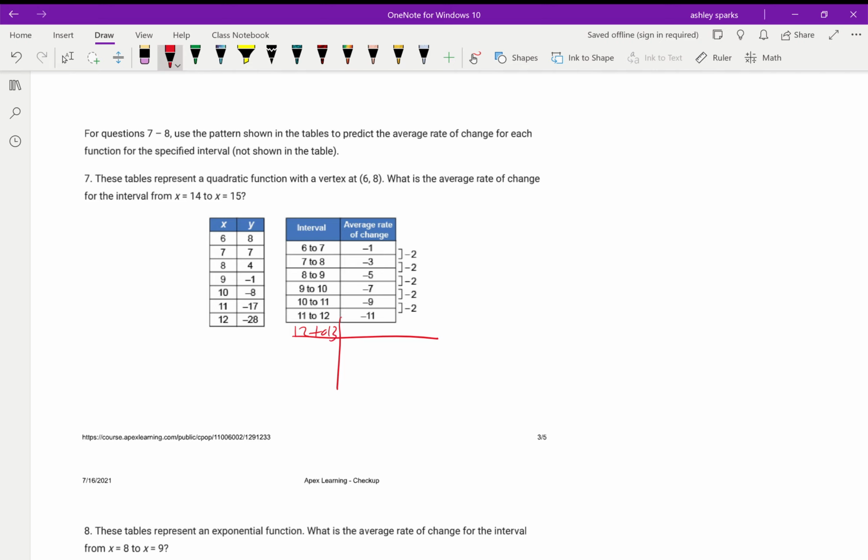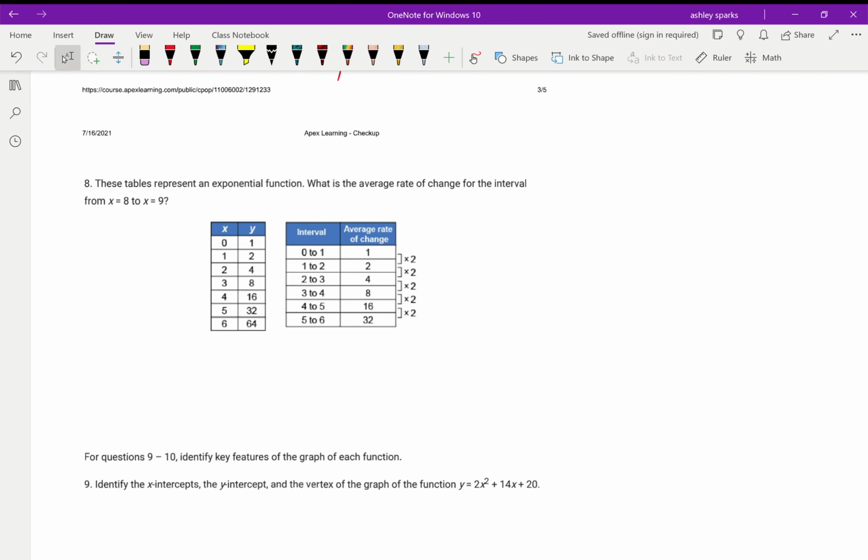Well, if we look at our rate of changes, right, it looks like they're going down 2 every time. So down 2 from 11 would be negative 13. If we did 13 to 14, this is just continuing my pattern. No hard calculation. Subtract 2 again, I would get negative 15. And so if I was going to go down to 14 to 15, which is what my question asks, I would have negative 17. So it's just following the pattern that you calculate over on the side here.